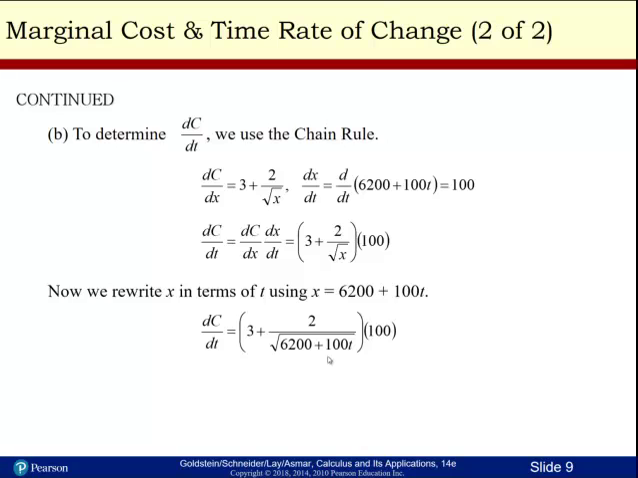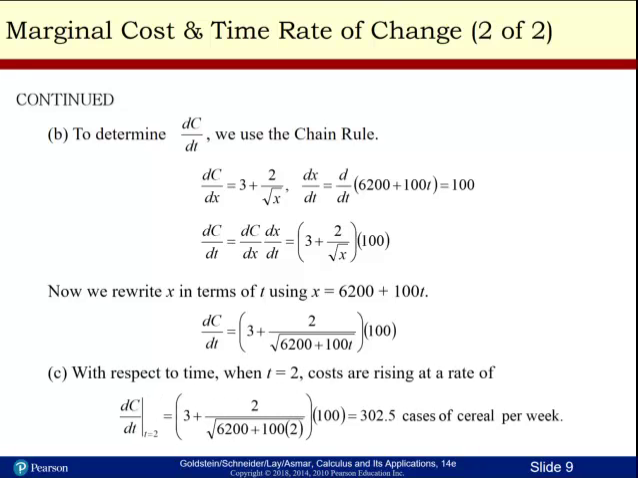And then we would simplify this. It doesn't really simplify a whole lot. We could distribute that 100. I probably would go one step further and write it as 300 plus 200 over. But in the essence of keeping this a little shorter, we're not simplifying.